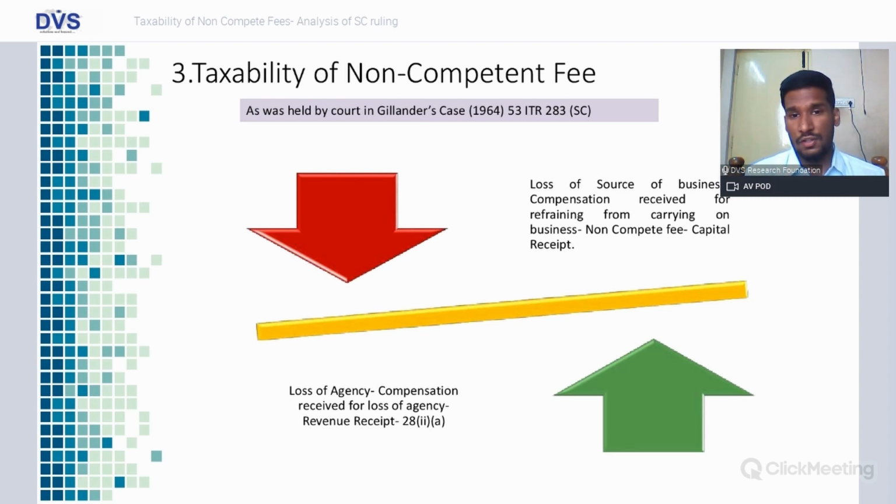But a compensation received for refraining from carrying on a business is a loss of source of business, and this is what you call a non-compete fee. This is a capital receipt. So in the Income Tax Act, a capital receipt is generally exempt in nature unless it has been specifically provided in the Act. But a revenue receipt is generally taxable in nature unless an exemption is specifically provided. So this is the background upon which you should see this particular slide.